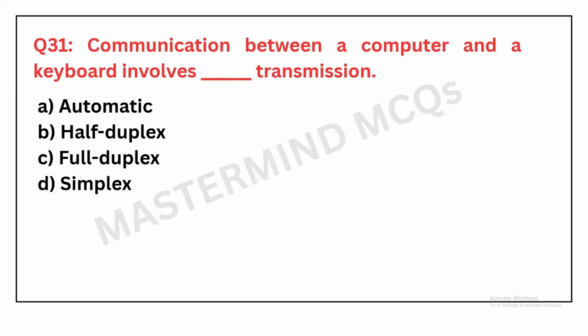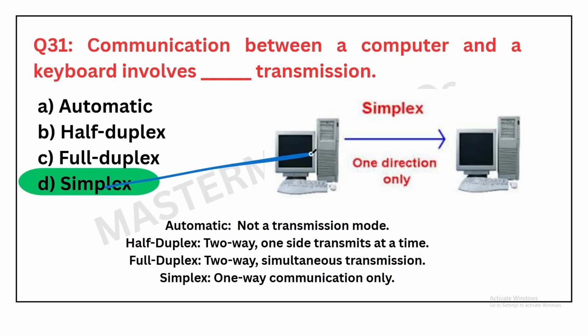Question number 31. Communication between a computer and a keyboard involves dash transmission. Option A, automatic. Option B, half duplex. Option C, full duplex. Option D, simplex. The right answer is option D, simplex.